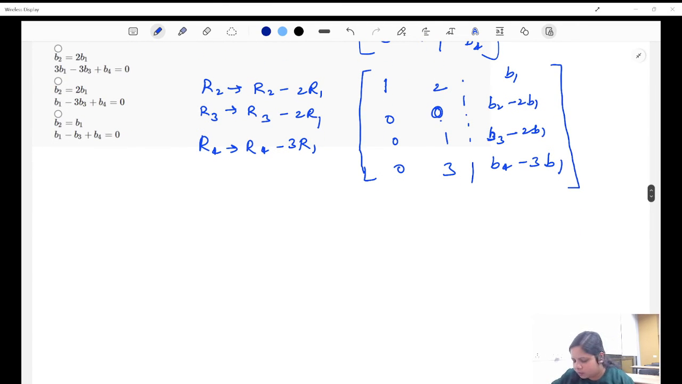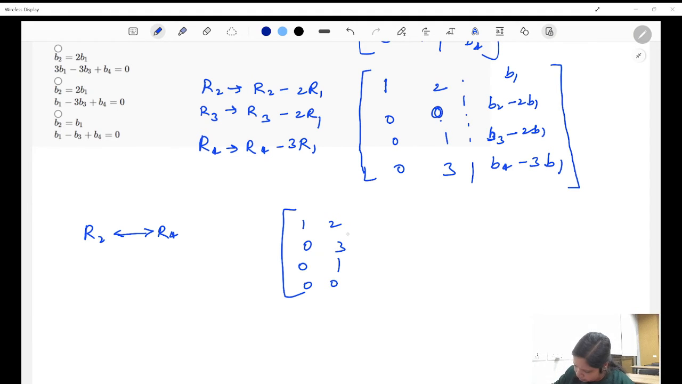Okay. Once we have come here, what should we do? We have this 0 0 already coming up. And if we try to get everything in echelon form, we know that we should have zeros coming in the last row. So let's proceed with that. We'll make a swap between R2 and R4. So it would be 1 2 0 3 0 1 0 0, and here it would be B1, B4 minus 3B1, B3 minus 2B1, B2 minus 2B1.